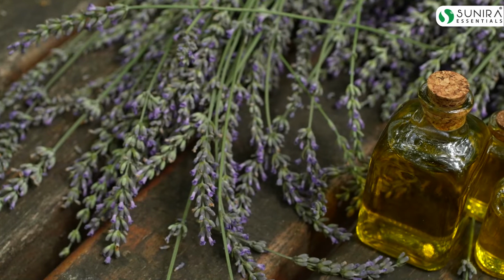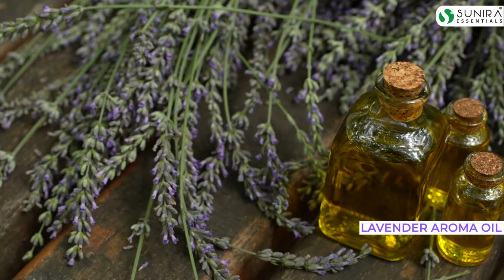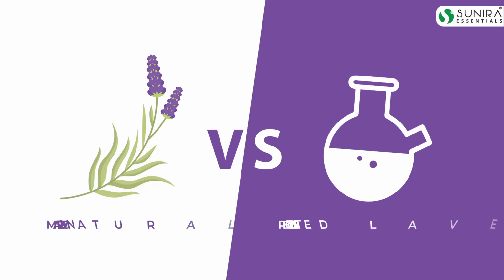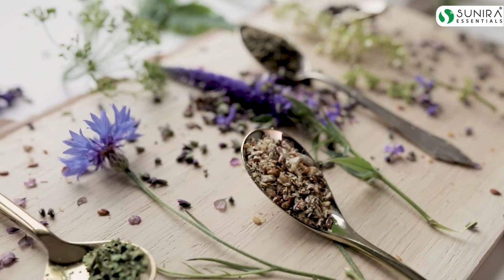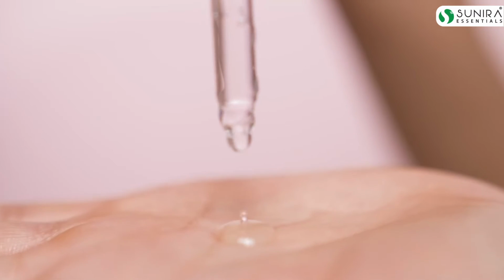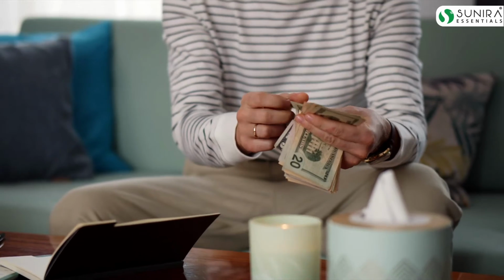The third type of lavender oil variant sold in the market is lavender aroma oil. This is also a very widely used version of lavender oil. This type of oil is made from either natural or reconstituted lavender oil and may contain some diluents or fixatives in it, as it is optimized for a specific product application. This is also the cheapest variant of lavender oil available on the market.